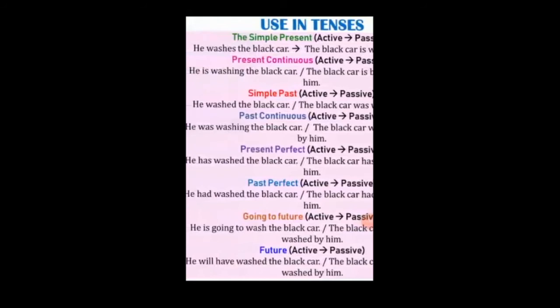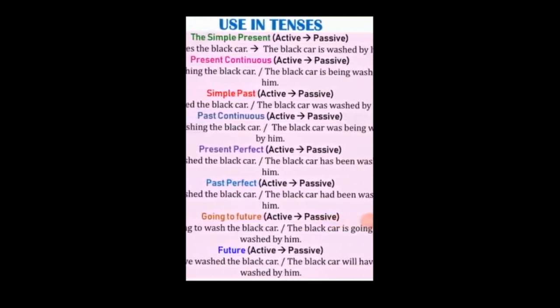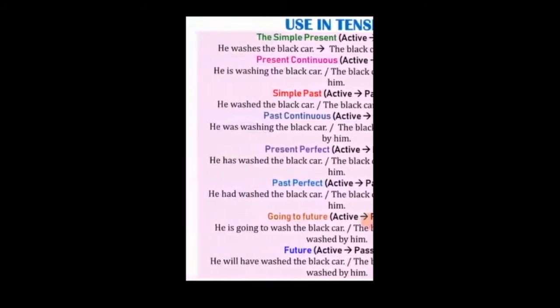The next is present continuous. In present continuous, the sentence is he is washing the black car. He is washing the black car. So what we have used is "is", and along with the verb wash we have used "ing" to make it into a present continuous tense.